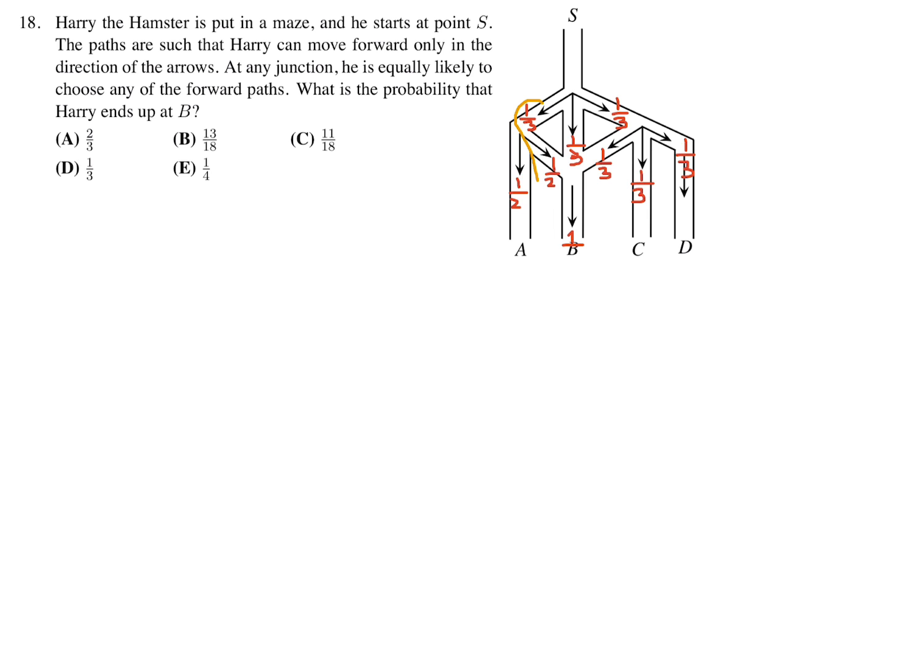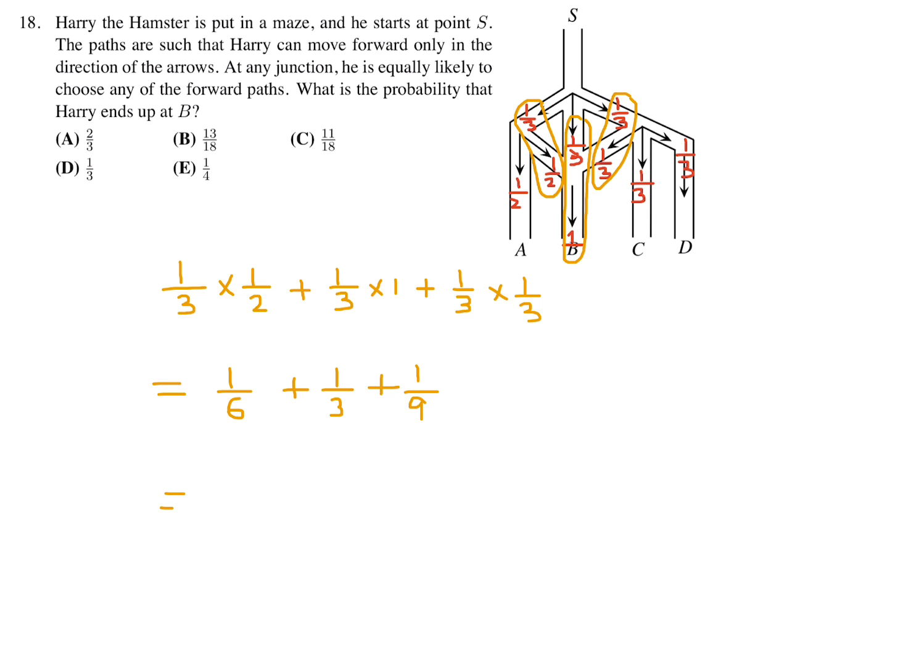Well, we can either get to B like that, or straight down like that, or like that. Okay? And then we have to add up those probabilities. So the first one is 1/3 times a half. Add to that, the second one was 1/3 times 1. And add to that the third one, which is 1/3 times a third. So this gives me 1/6 plus 1/3 plus 1/9. Getting a common denominator, 18 I believe, so that would be 3 plus 6 plus 2, and that looks like 11/18. So number 18, the answer is C.